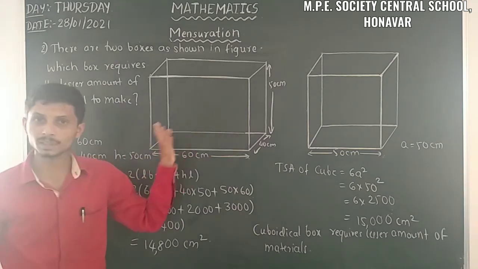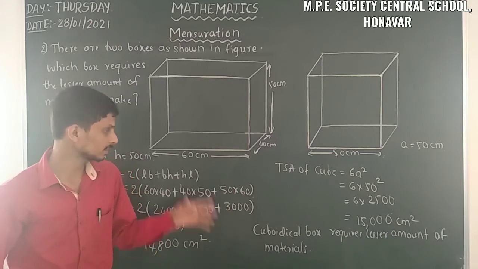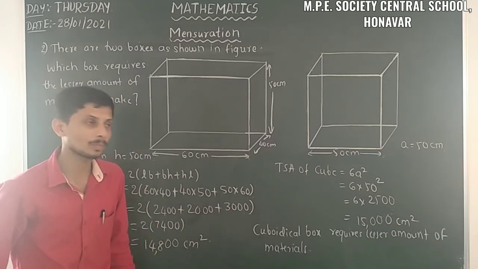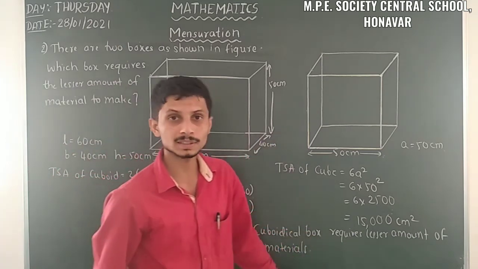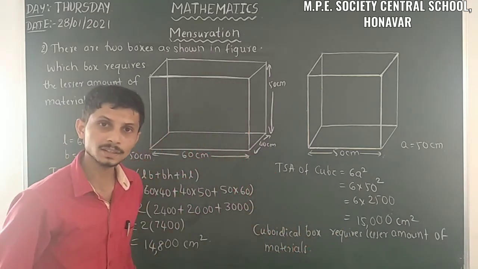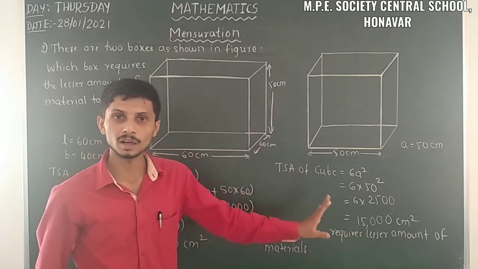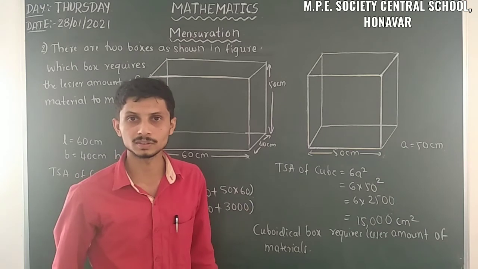With the help of the comparison we can find out which one requires lesser material. Firstly we find the total surface area of cuboid, and then the total surface area of cube. By comparing those two, we can analyze which one requires lesser and which requires higher, using the formula and the given values.